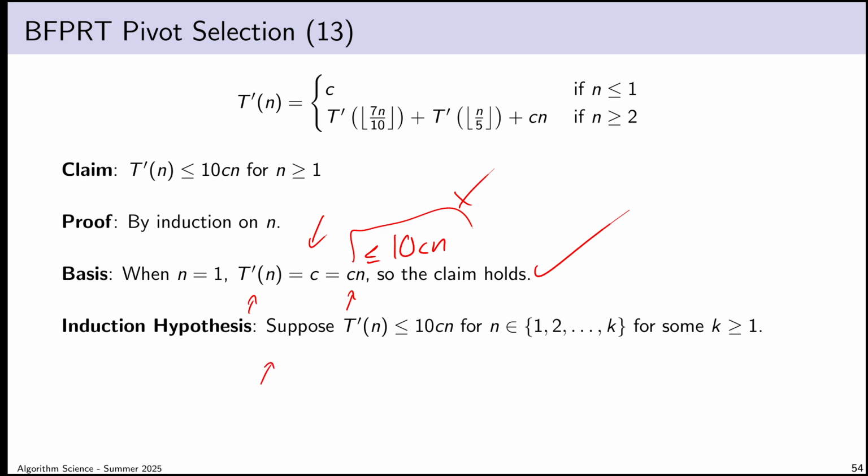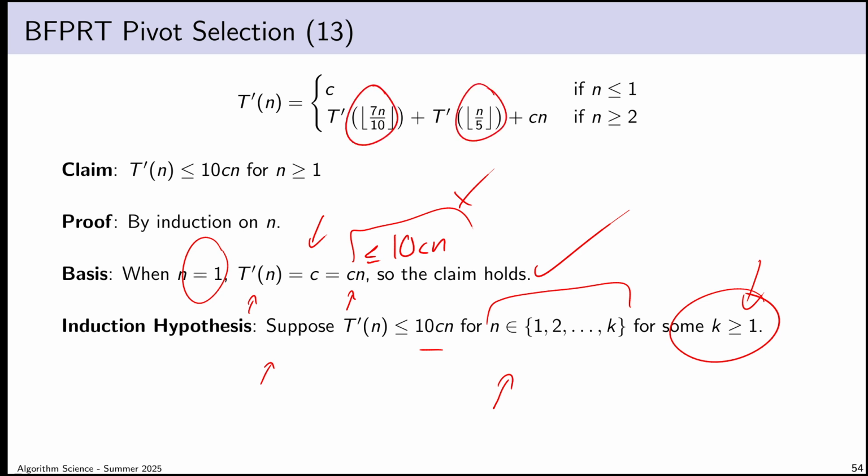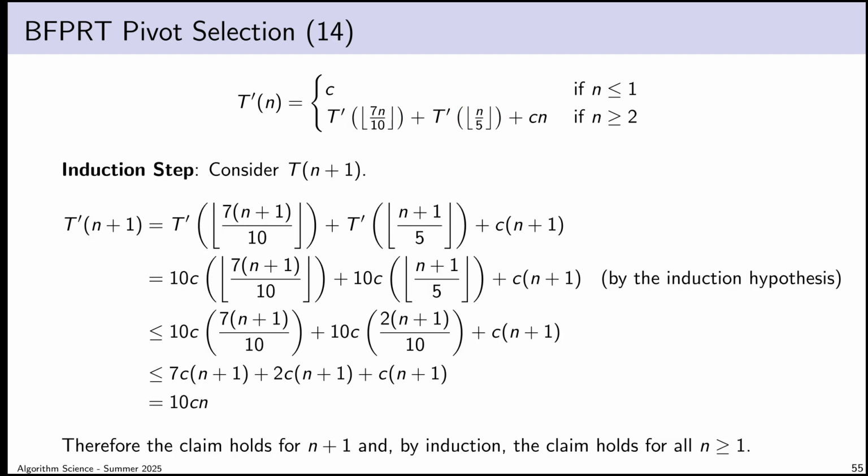Now, my hypothesis: suppose that t prime of n is less than or equal to 10cn for every value n in the range 1 through k for some value k greater than or equal to 1. Notice how this value k does intersect the basis. And I'm using a stronger hypothesis here because I have to be prepared, when I divide in my recursive calls, to resort back to a lot of previous values. And then, frankly, the rest of the proof is relatively straightforward algebra.